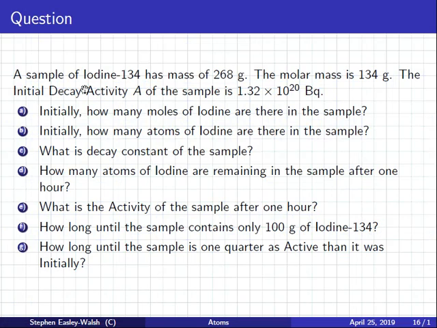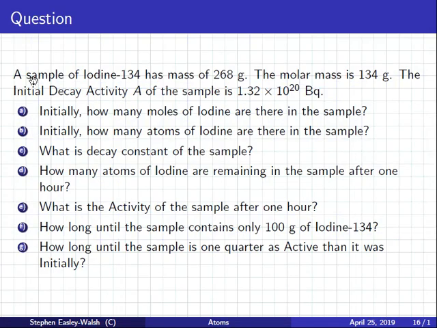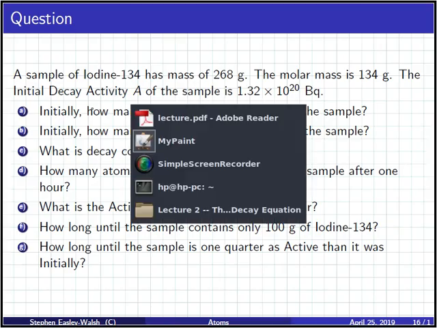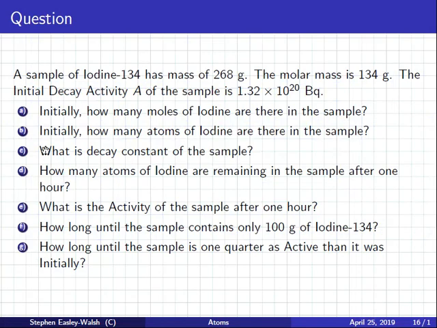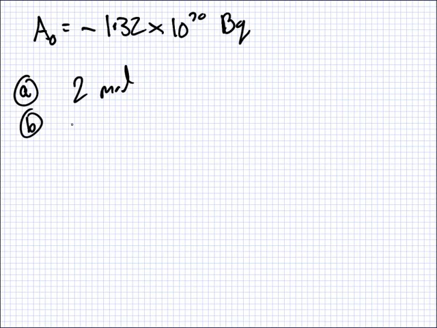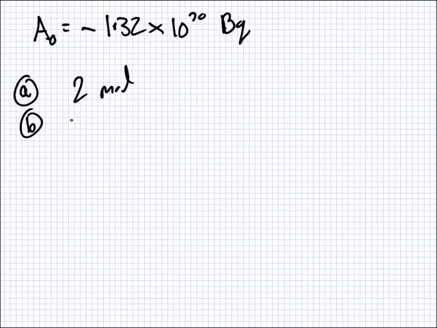Okay? Right. I'll let you do just part A. How many moles of iodine are there? 2, of course. 2 moles. B. How many atoms are there? 134? Oh. 12.04.